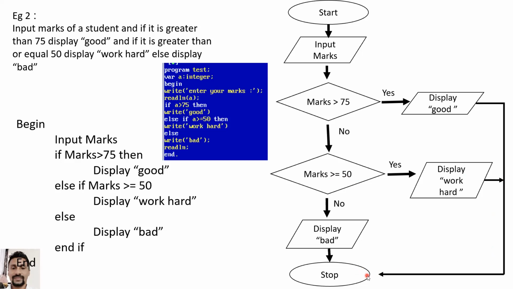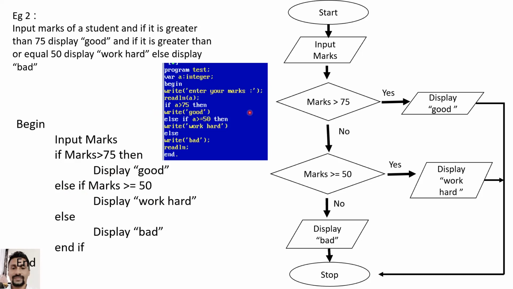Now look at the pseudocode. Input marks. If marks greater than 75, then display good. Else, again I am using if. Else if marks greater than or equal to 50, display work hard. Again else, otherwise, that means finally you are going to display bad, then end if and end, right?